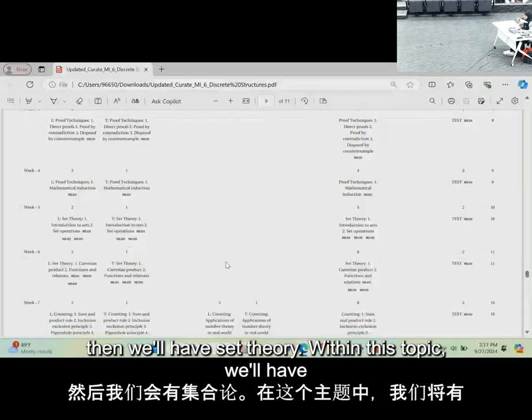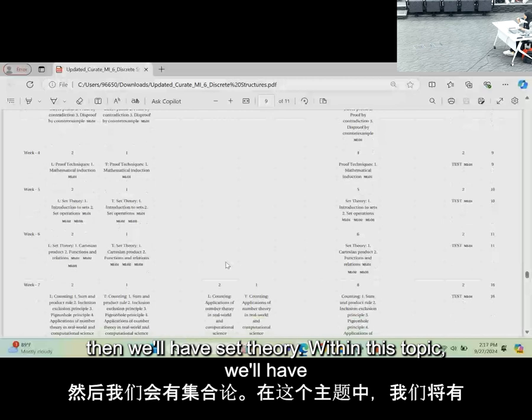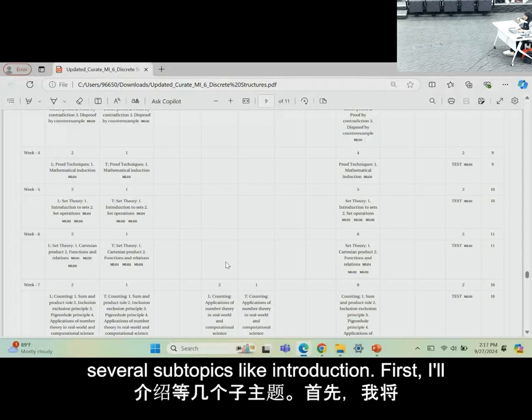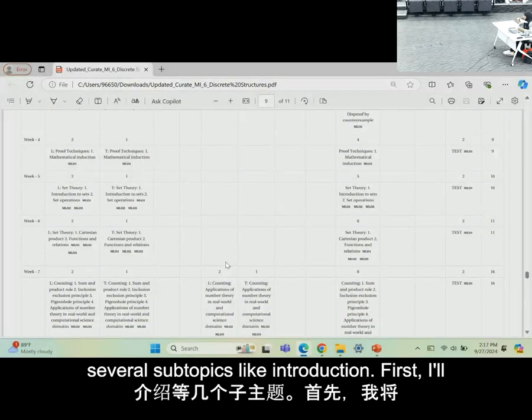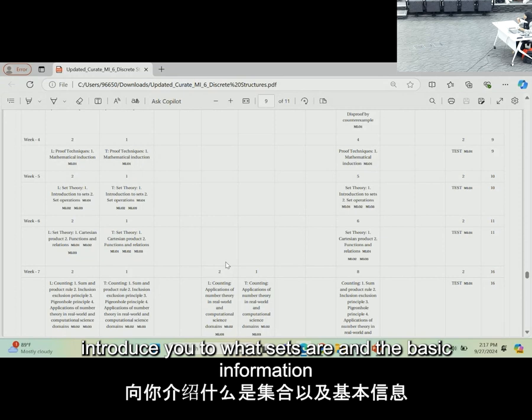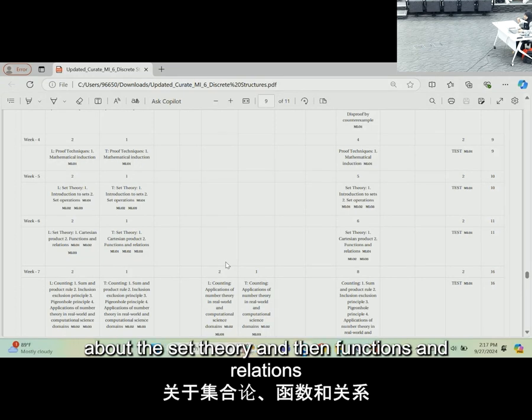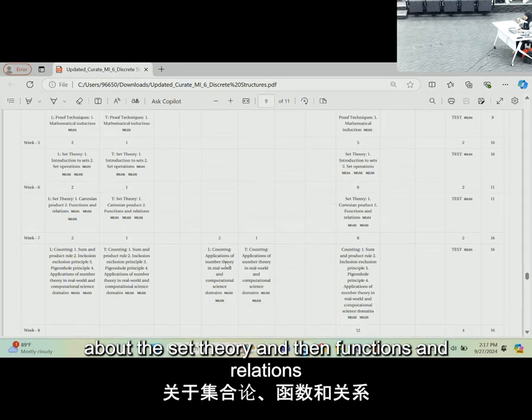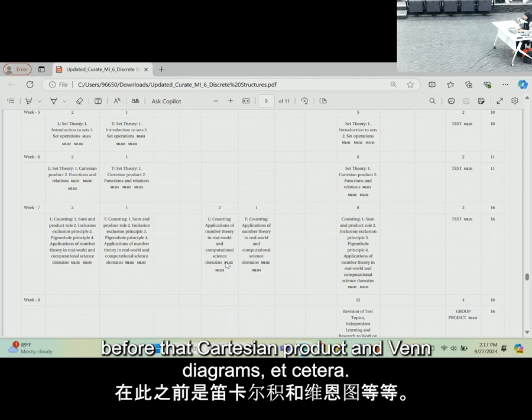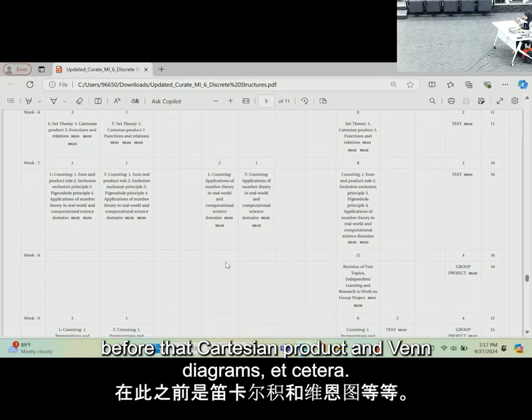And then we will have set theory. Within this topic, we'll have several subtopics like introduction. First, I'll introduce you to what sets are and the basic information about set theory, and then functions and relations. Before that, Cartesian product and Venn diagrams, etc.